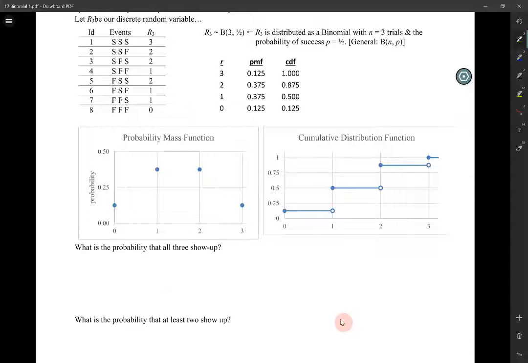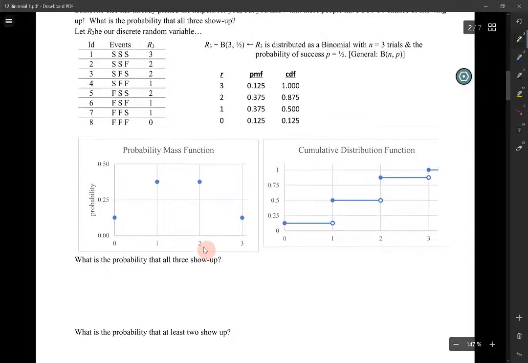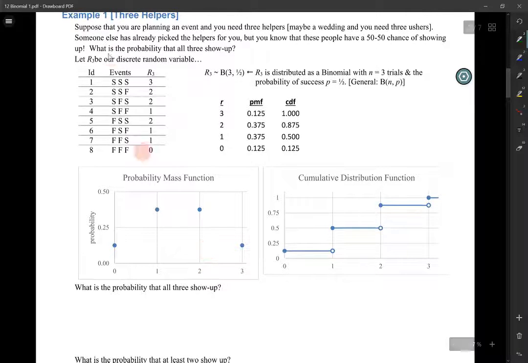So what is the probability that all three show up? Right, so we have this case where there are three helpers, and there's some likelihood that they will show up. There's some likelihood that they will not show up. And we want to know what's the probability that all three show up.